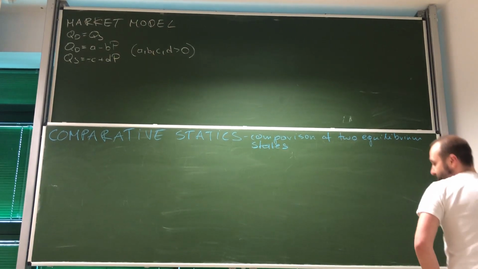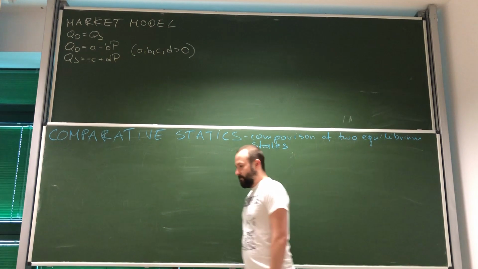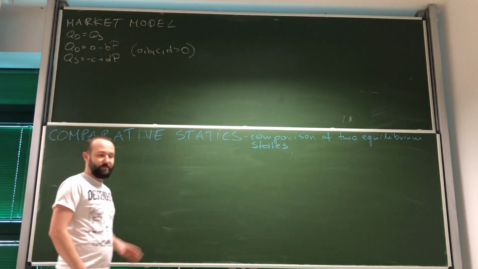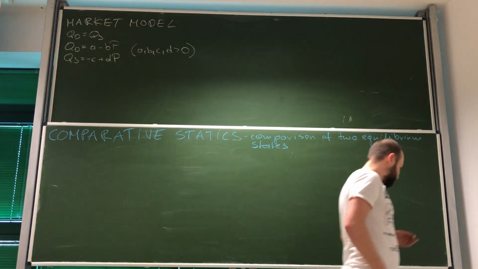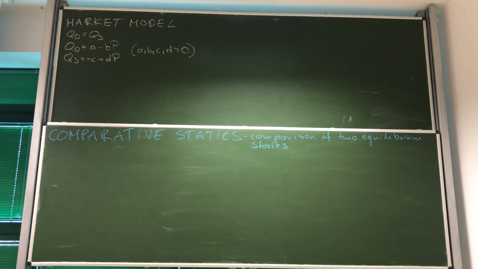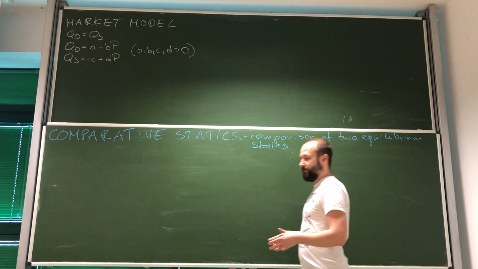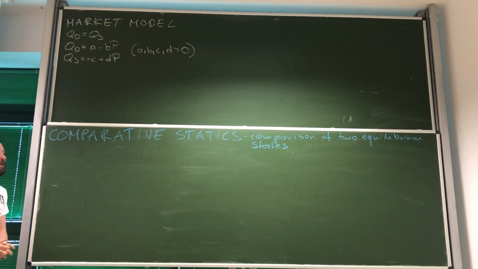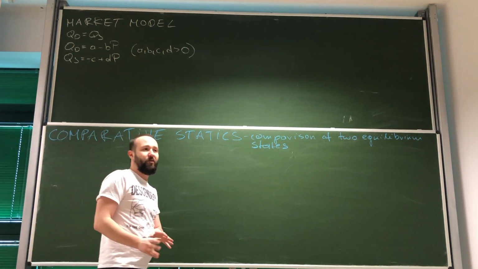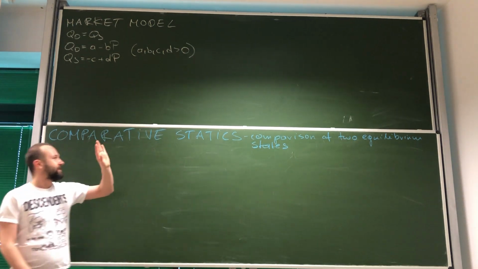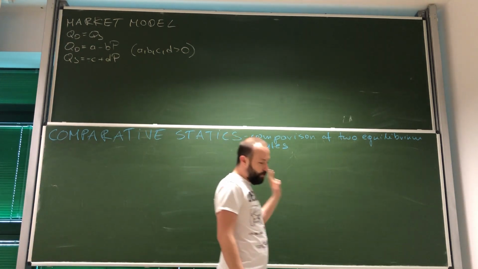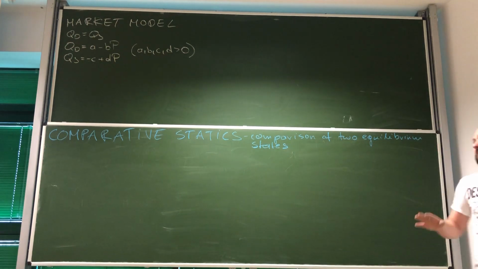Hi. So, in the last video, we've covered a third type of model that we are going to use in this class. So now that we know how to establish the equilibrium in the models we have chosen previously, we can move one step forward, and we are moving to comparative statics. Comparative statics is a fancy name for comparison of two equilibrium states.